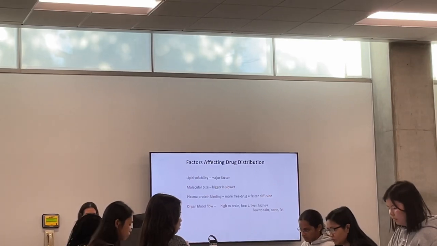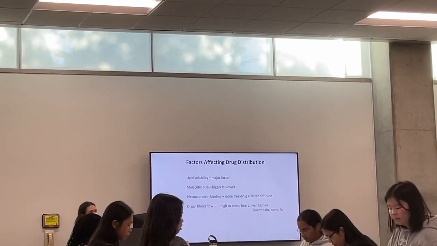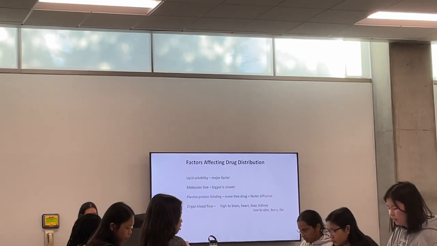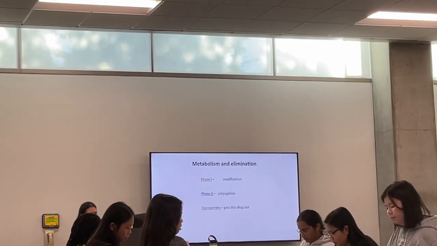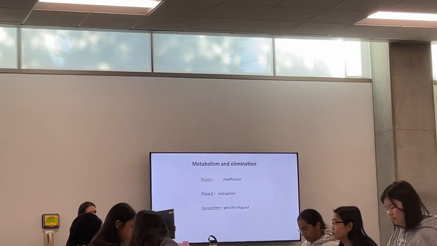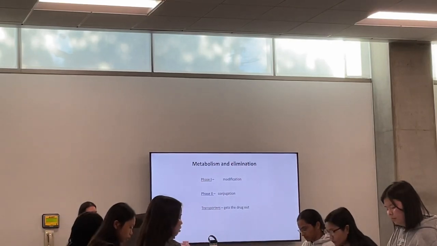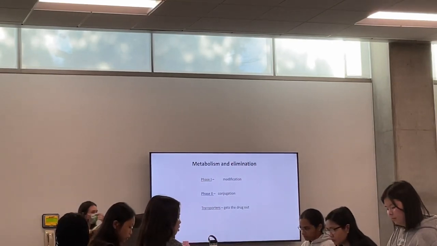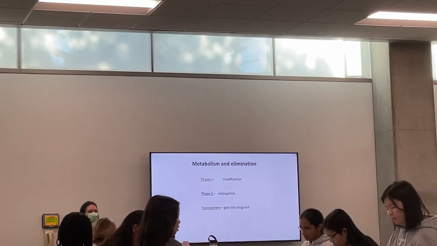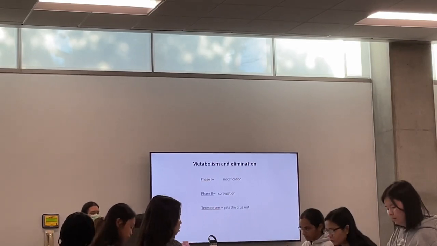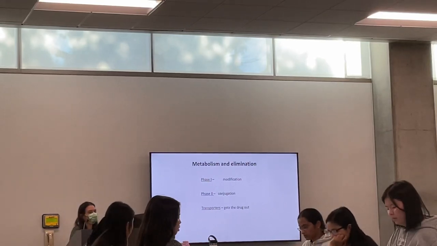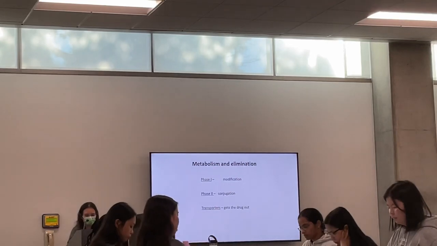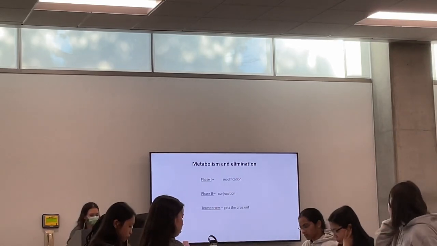All right, and the role of phase one reactions during drug metabolism. A polar group is added, right? So the phase one adds a polar group onto a drug, and it also often allows for phase two to occur. So those are two major things happening during phase one.